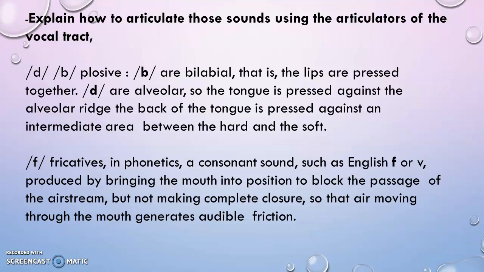B are bilabial, that is, the lips are pressed together. They are alveolar, so the tongue is pressed against the alveolar ridge. The base of the tongue is pressed against an intermediate area between the hard and the soft palate.